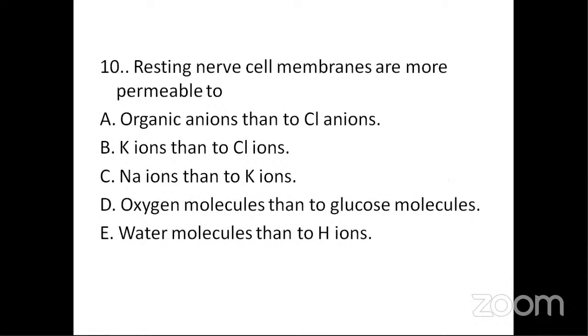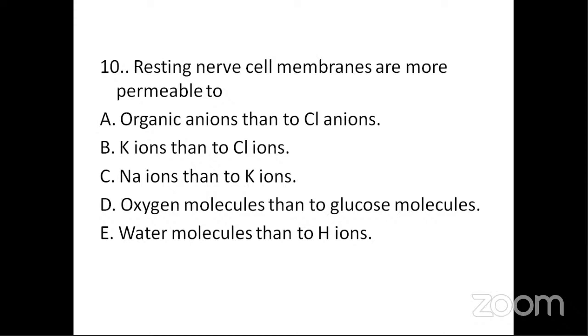Resting nerve cell membranes are more permeable to organic anions than to chloride ions, potassium ions than to chloride ions, sodium ions than to potassium ions, oxygen molecules than to glucose molecules, water molecules than to hydrogen ions. First one, resting nerve cell membranes are more permeable to organic ions than to chloride ions. It is false because organic ions cannot cross the membrane readily.